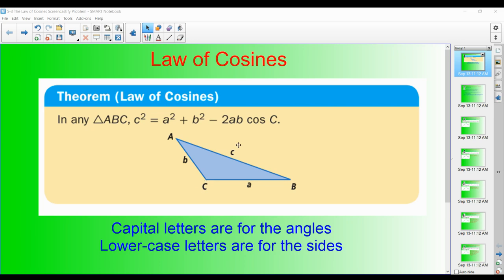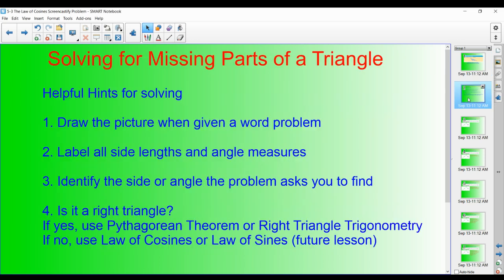The first thing I want us to understand is that the capital letter is for the angle, and then the side opposite has the lowercase same letter. And then our formula is going to be c squared equals a squared plus b squared minus 2 times a times b times the cosine of angle C, where the capital letters are the angles and the lowercase letters are the sides.